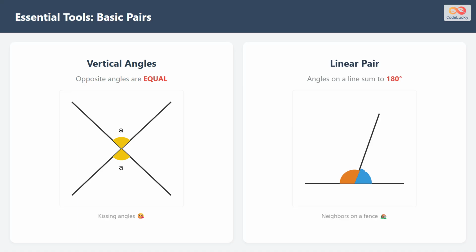Don't forget the tools you already have. Vertical angles are opposite each other and are always equal. Linear pairs are angles that sit next to each other on a straight line. They always add up to 180 degrees. You will often need these to solve complex problems.